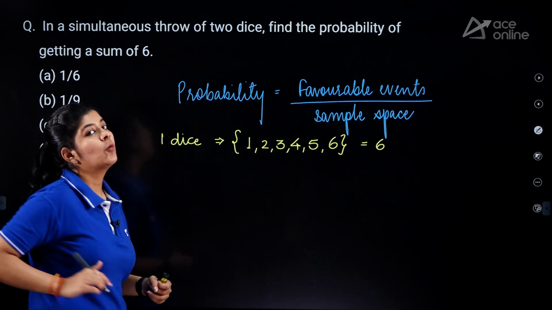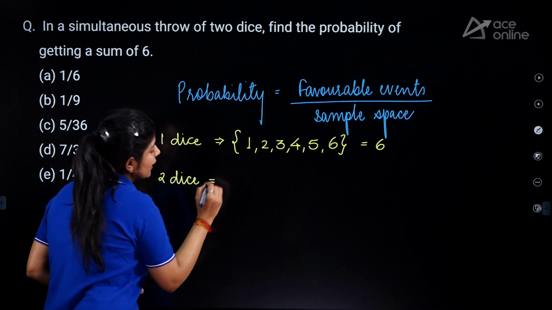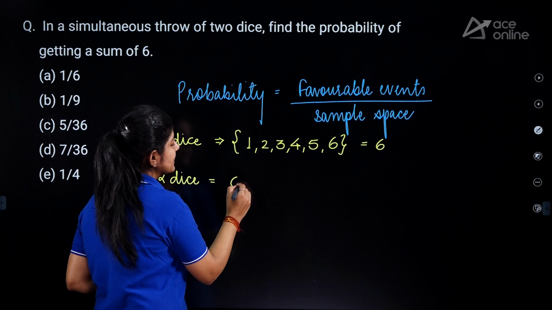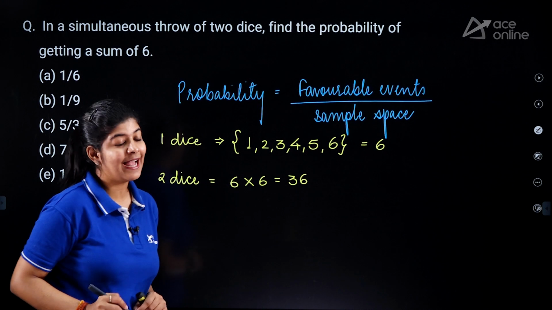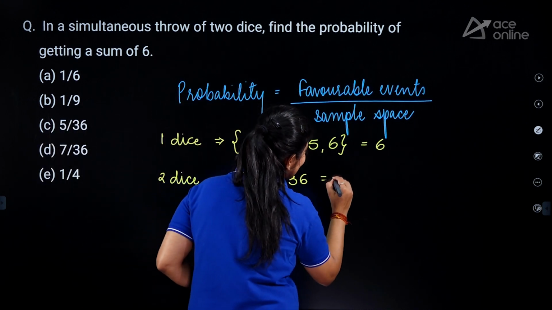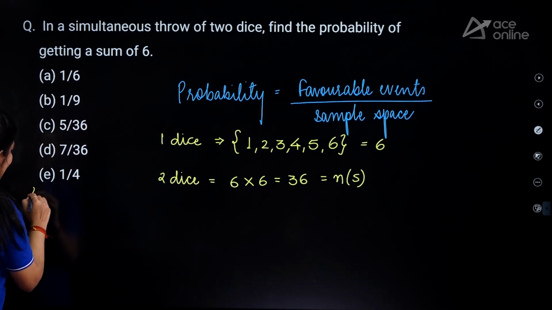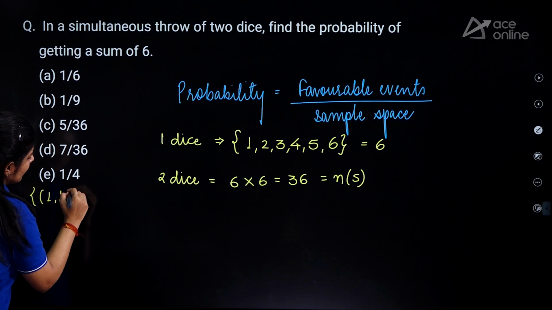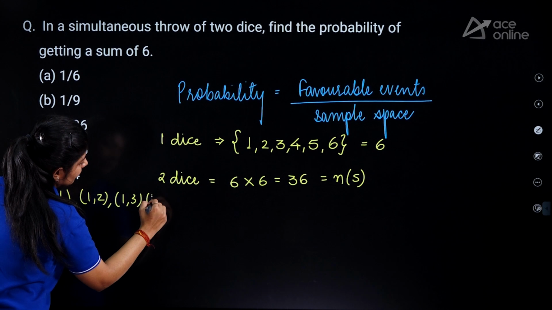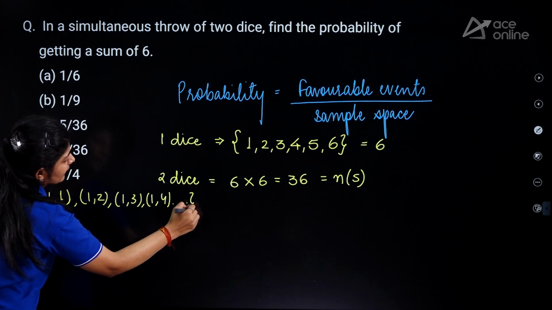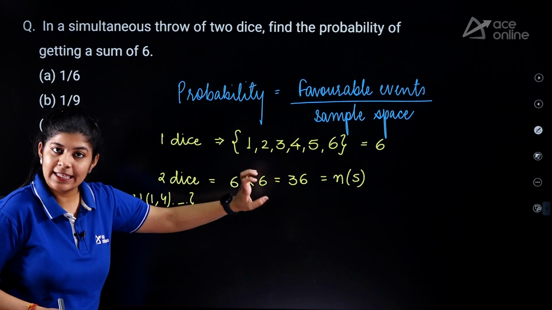But here we are not having one die, we are having 2 dice. So the sample space will become 6 into 6. That means the total number of elements that we are having is 36. So my sample space is of 36 elements. Or you can also take an example of something like this: 1, 1, 1, 2, 1, 3, 1, 4, and so on, right? Like this, we are having a sample space of a total of 36 elements, right?